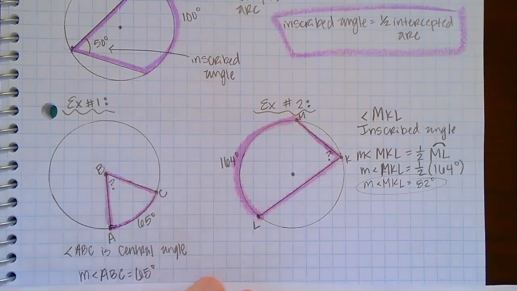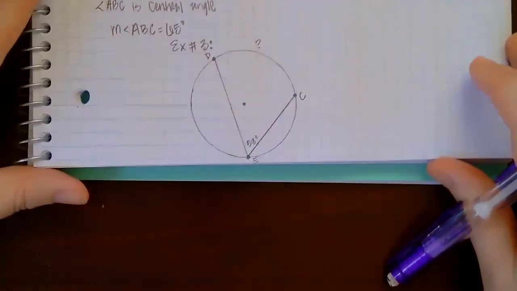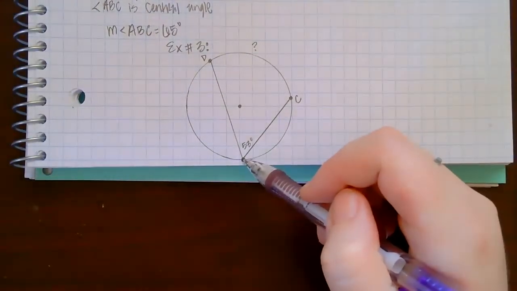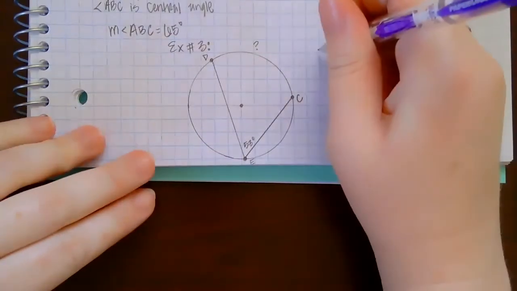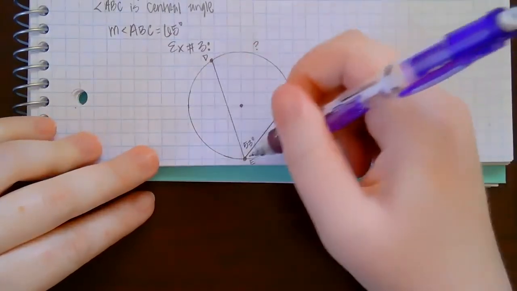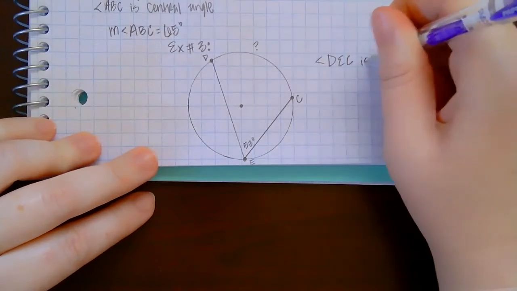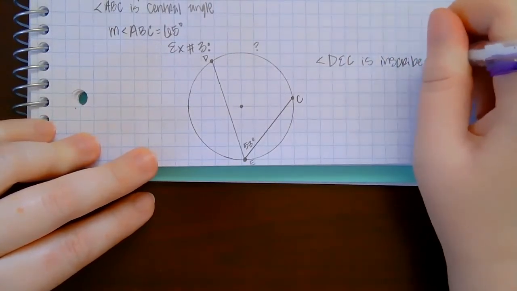Okay. Let's look at just one more example. Let's look at this one down here. Notice where the vertex of your angle is. The vertex is on the circle. It's not in the center. So this is an inscribed angle. DEC is an inscribed angle.